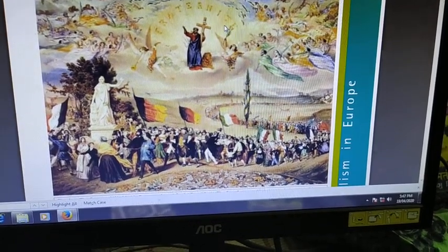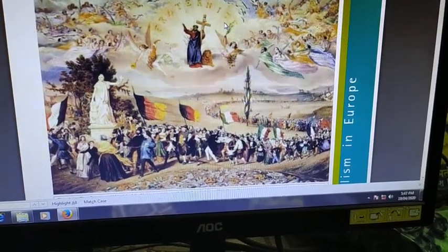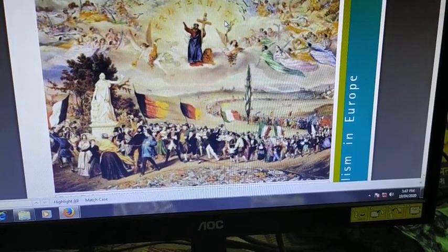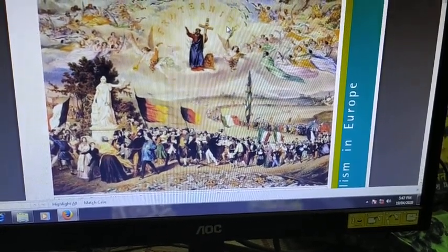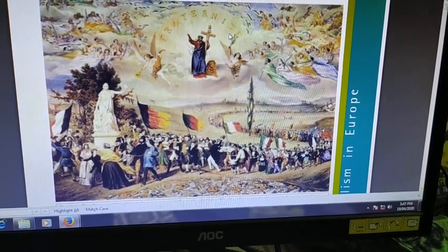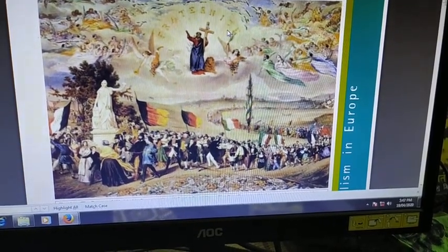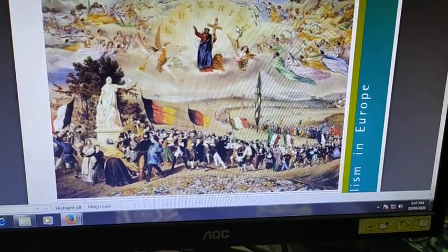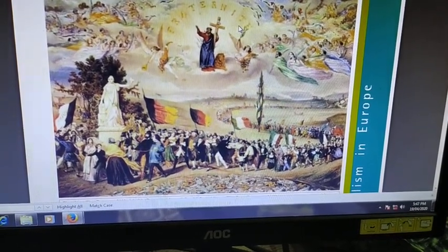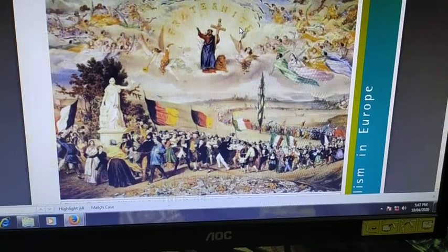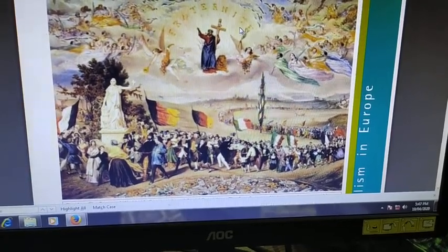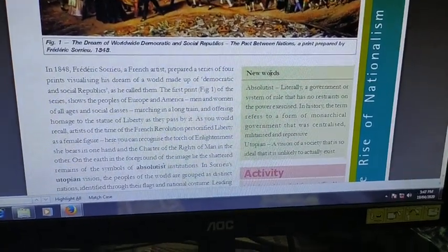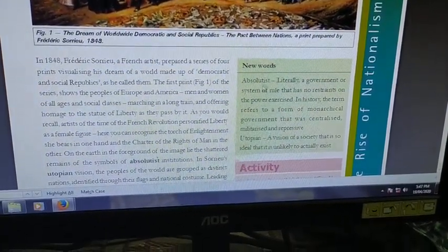In this chapter, we'll deal with many of the issues visualized by Sorel in figure 1. During the 19th century, nationalism emerged as the force which brought about sweeping changes in the political and mental world of Europe. This chapter will look at the diverse processes through which the nation state and nationalism came into being in 19th century Europe. Here you can see that in your chapter the new words are given.